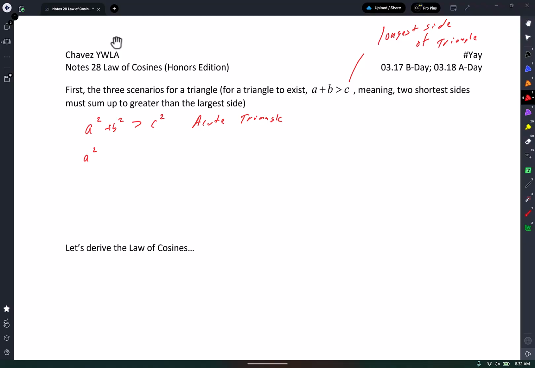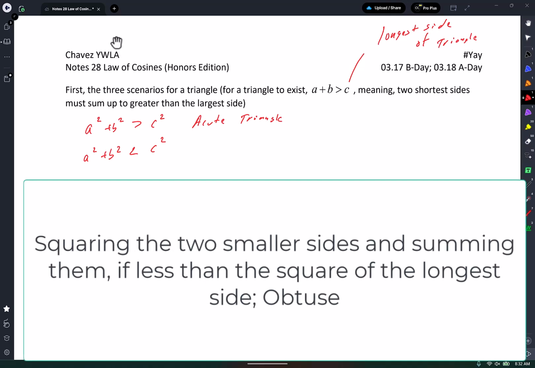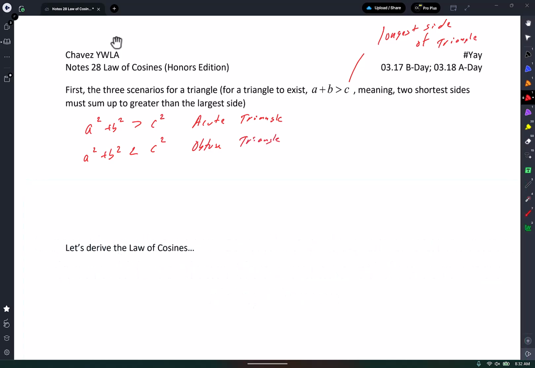And if the sum of the two shorter sides squared is less than c squared, then you have an obtuse triangle, meaning you have one angle that is larger than 90 degrees. And if you have a squared plus b squared equals c squared, you recognize that's the Pythagorean theorem. This is what type of triangle? Right triangle.